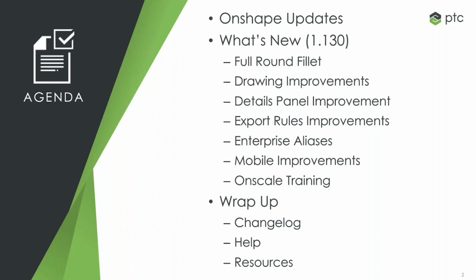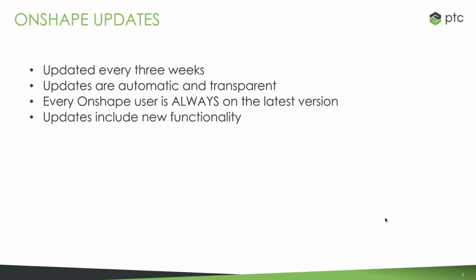So let's get started. First off, Onshape does an update every 3 weeks. These updates are going to be automatic and transparent for everybody. You're always going to be on the latest. There's no need to explicitly choose to upgrade inside of Onshape.